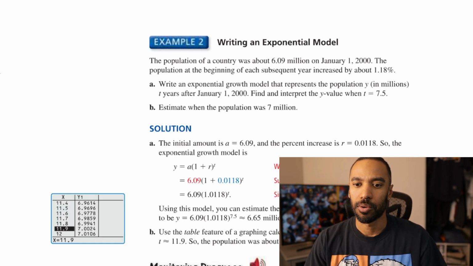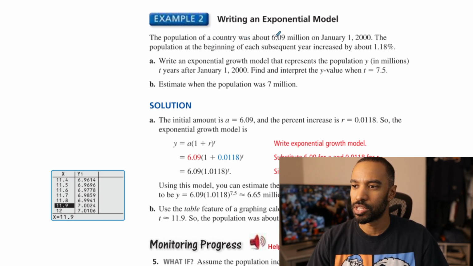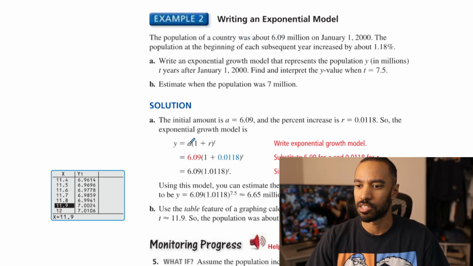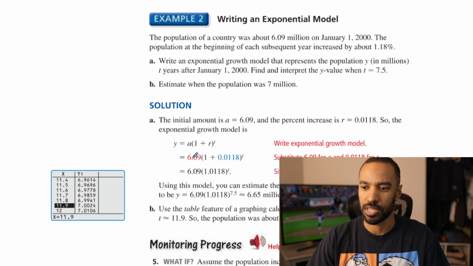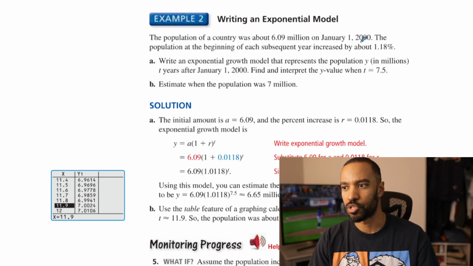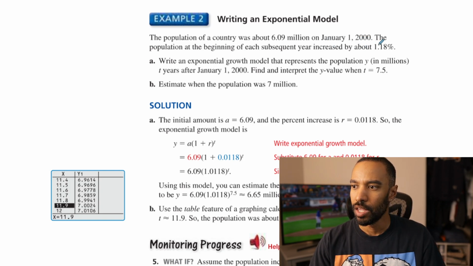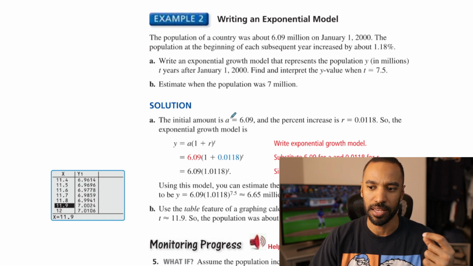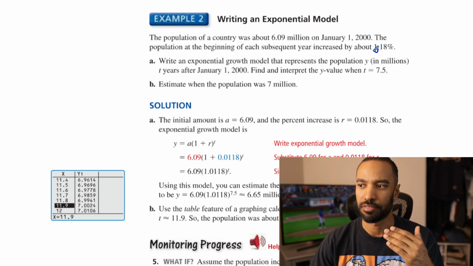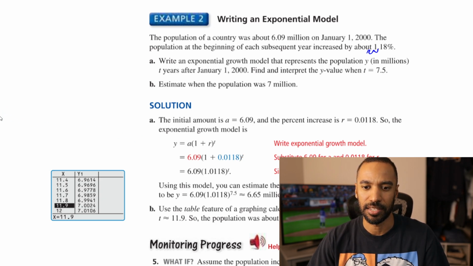Okay, so here's an example of an exponential model. Population of a country was 6.09 million. That's going to represent your a value. You can see a is 6.09 on this date. So this is like your time 0, and then we're going to see how far they want to go from there. 1.18% increase is going to be your r value. The increase means we'll be using a plus, and the r value, we have to shift the decimal 2 places over to get 0.0118 in that case.